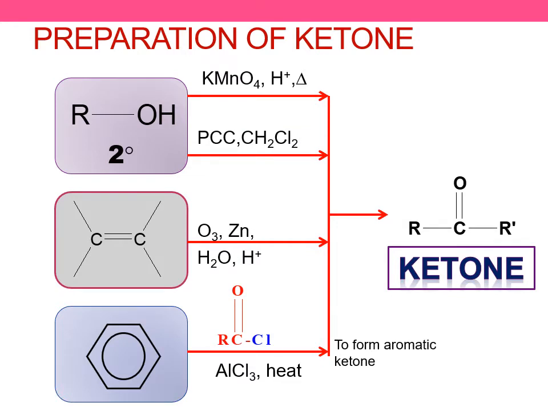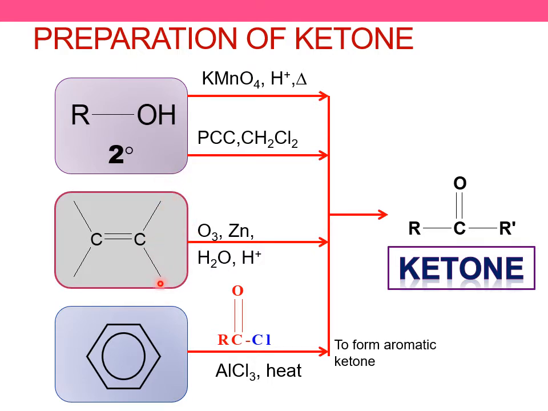Now, how to prepare ketone? We have learned a lot of reactions to prepare ketone previously in several chapters, chapters 5, 6, 7, and 8. So now in chapter 9, we're going to do revisions on those reactions. Secondary alcohol will be oxidized using KMnO4, potassium permanganate, in acidic environment and heat, or PCC, CH2Cl2, to produce ketones. Alkenes also are going to undergo ozonolysis if at the alkene carbon we have an alkyl group.